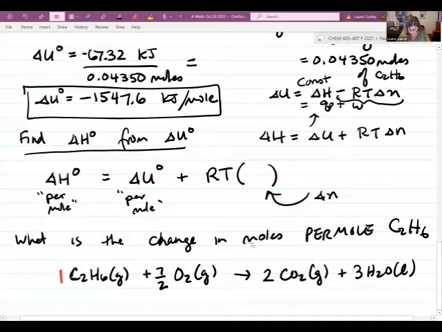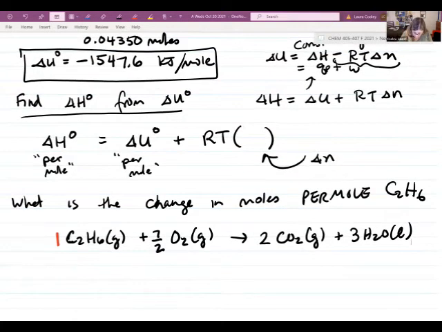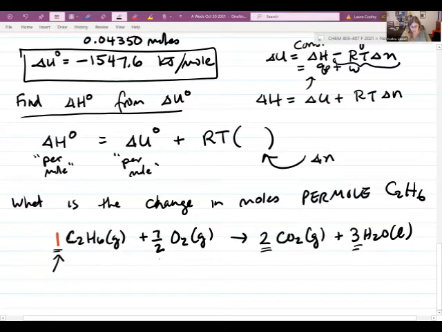So here's the equation. Normally, where we're talking about the combustion of ethane, we might force this coefficient to be one so that we could say per mole of ethane. If this coefficient were a two and we knew what the delta H or delta U was, we'd have to say per 2 moles of ethane, because the delta U or delta H for this reaction is per 1 mole of whatever has a one, per 2 moles of whatever has a two, and per 3 moles of whatever has a three, and per 7.5 moles of anything that has a 7/2.